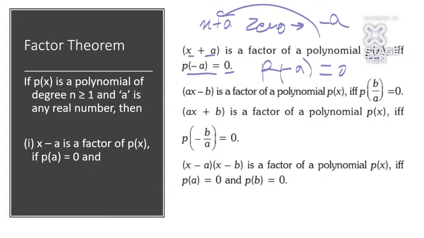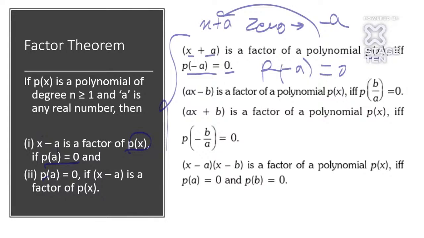Whenever I have a polynomial p of x, with degree greater than or equal to 1, and a is any real number, these are the conclusions we will have. And x minus a, where x is the variable and a is any real number, will be a factor of p of x if p of a, if I put the value of a in it, gives me 0. So x minus a will be the factor of it. That is what the factor theorem is. Super easy. I hope it's clear to everyone. You can write in the chat box if it's clear or any doubts you have.